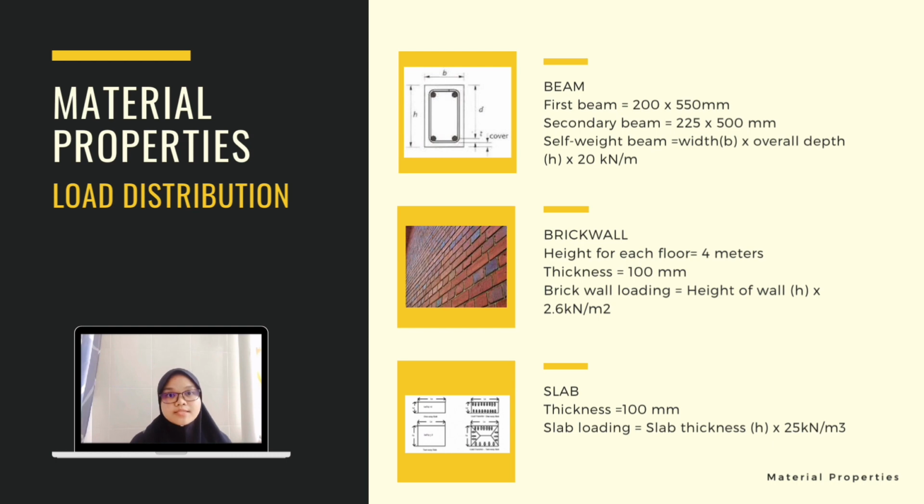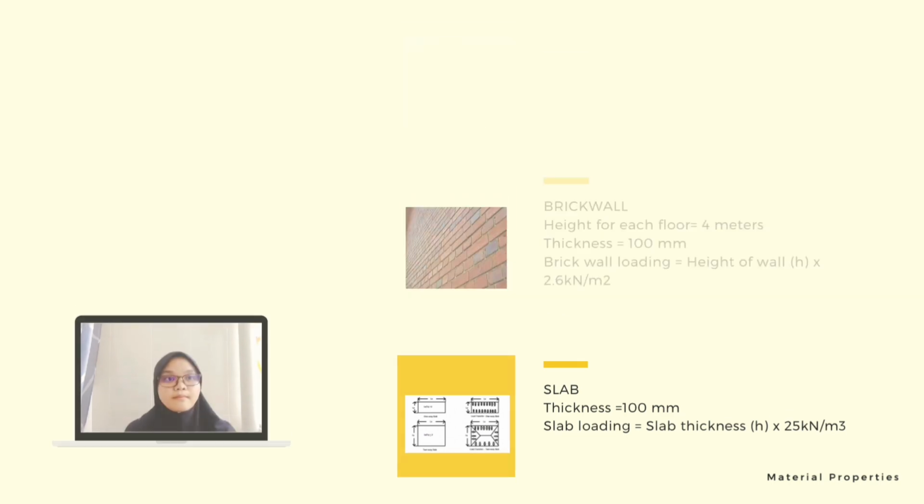Beam self-weight, constant and variable slab action, secondary beam action, and other structural or non-structural elements are among the actions that are applied to the slab. The thickness of the slab is 100 mm reinforced concrete slab. The formula to calculate the slab loading is slab thickness times 25 kN per meter squared, the reinforced concrete density.